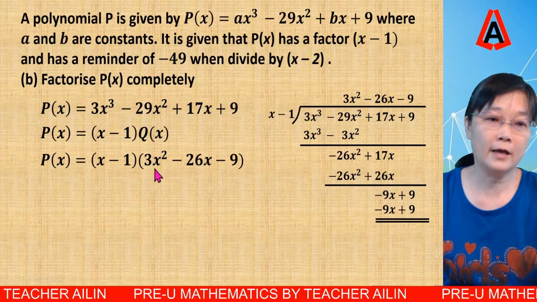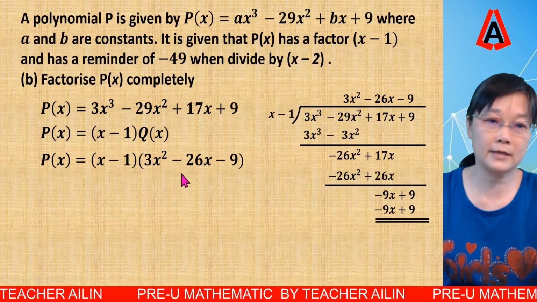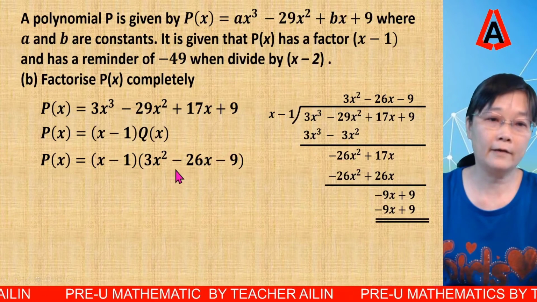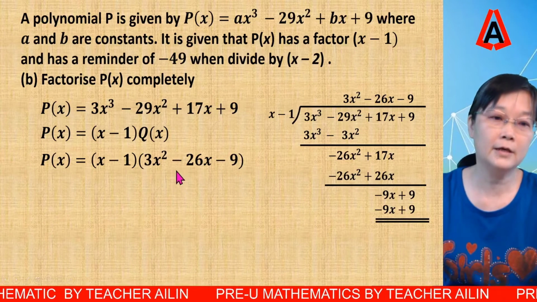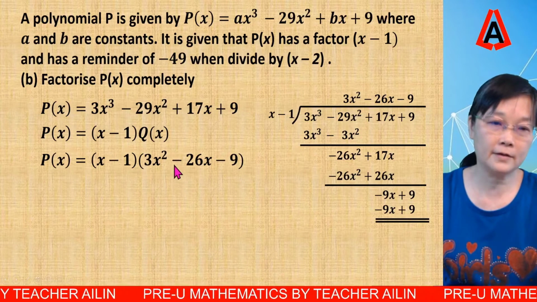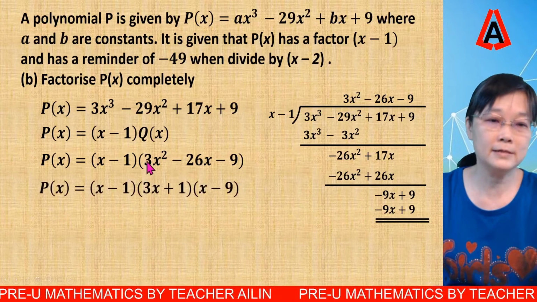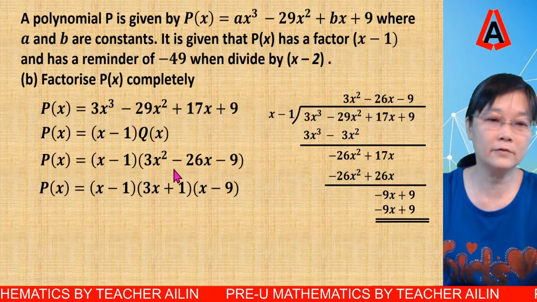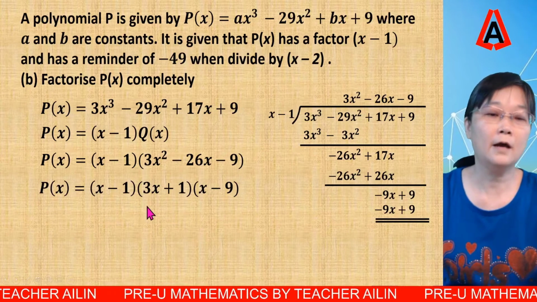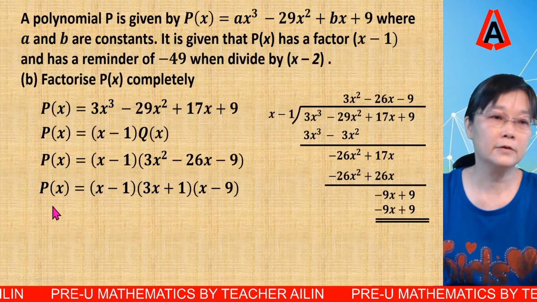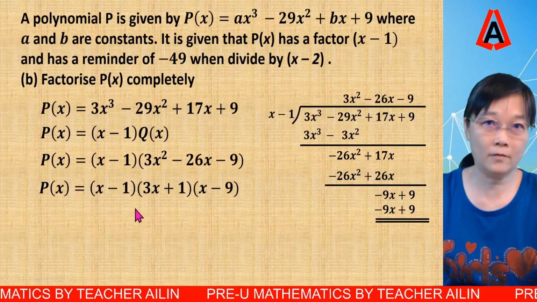So after I have got the quotient, since this quotient is a quadratic expression, now I have to make sure whether I can factorize this quadratic. If this quadratic can be factorized, then we must factorize it. So since this quadratic can be factorized, after factorizing, I'll get these two factors. So after factorizing the quadratic, I have already factorized the polynomial completely.